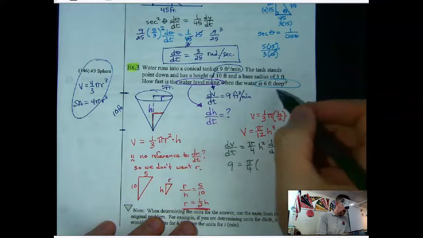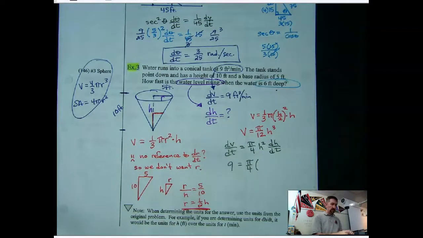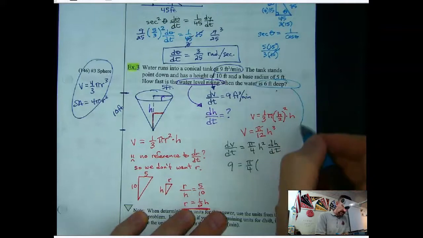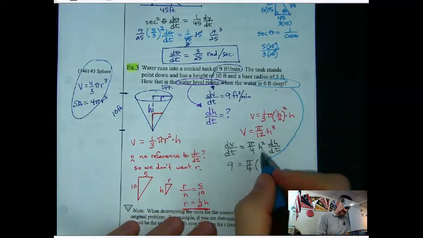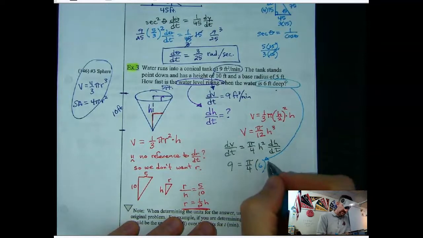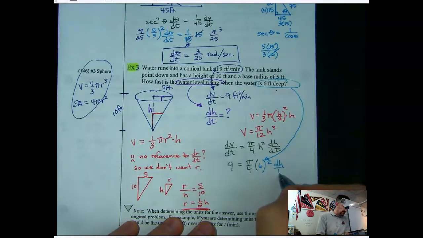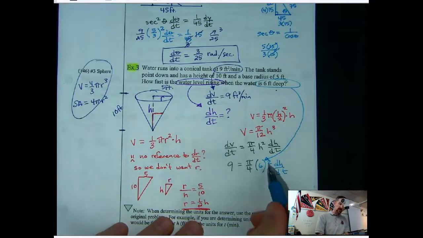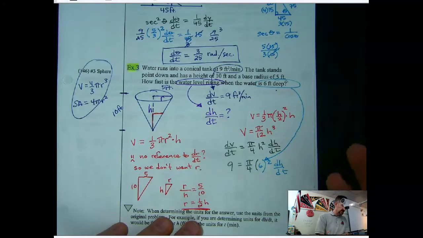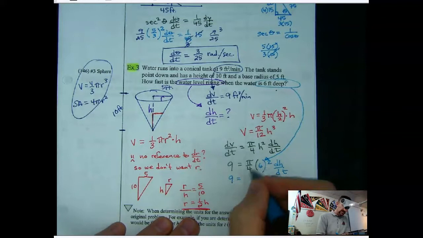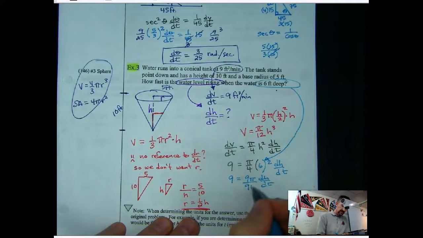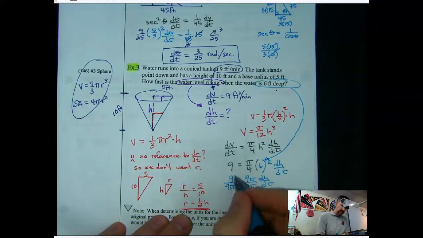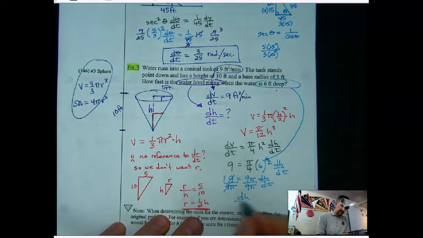So dr dt is 9, so we have that, we have pi over 4 H squared dH dt, that's where the H comes in. It said when the water is 6 feet deep, so the height of the water is 6. And then we have dH dt that we're solving for there. So if we square this, we get 36, and 36 over 4 is 9. So we're going to have 9 equals 9 pi dH dt. So we're going to divide both sides by 9 pi, and that's going to reduce. So dH dt is 1 over pi.